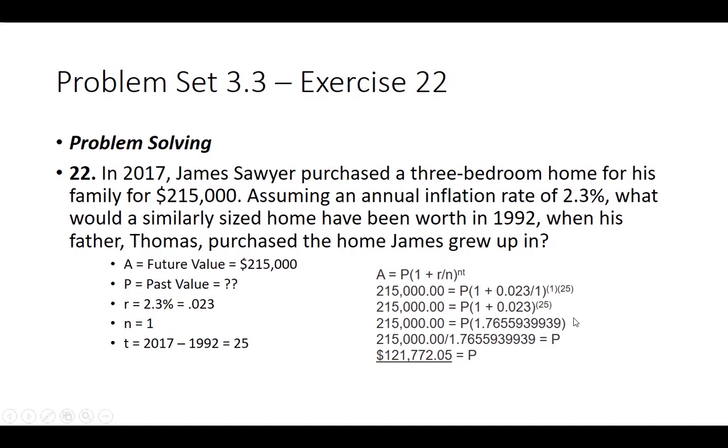Why are we keeping track of this? Because the next step is to divide both sides by it, not divide the value by. So we have 215,000 divided by that string and rounded to the nearest cent. We get $121,772.05. And that's the homework for section 3.3. And that's the end of Unit 3.